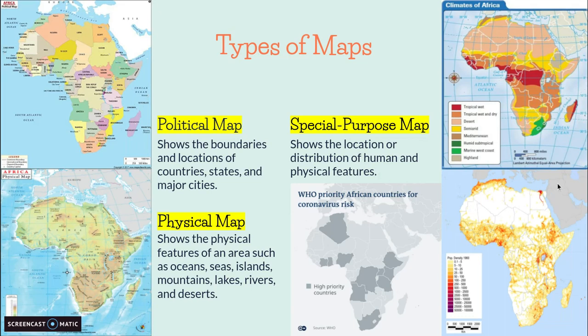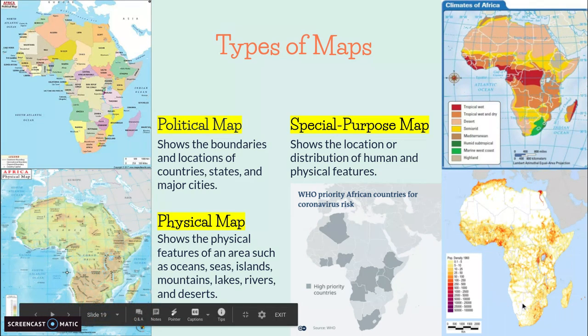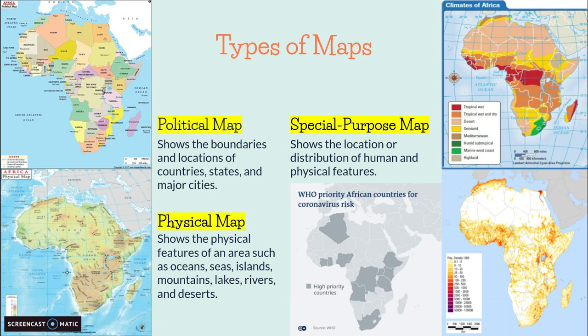So I have a couple different types of special purpose maps. Here's a climate map of Africa. Here's a population density map of Africa. On this map in particular, the darker the color, the more people that live in the area. Population density is the amount of people per square mile of land.